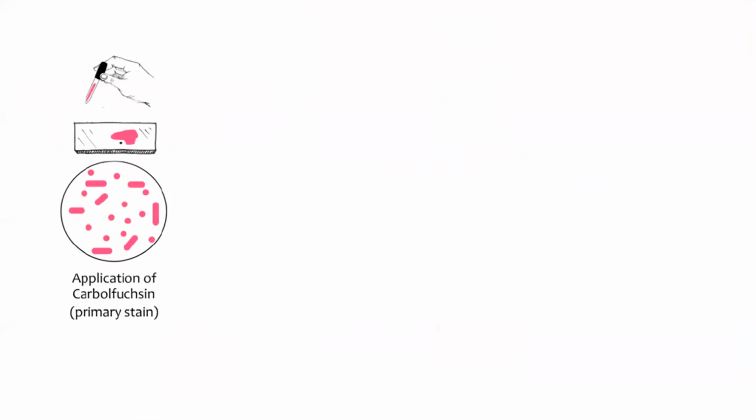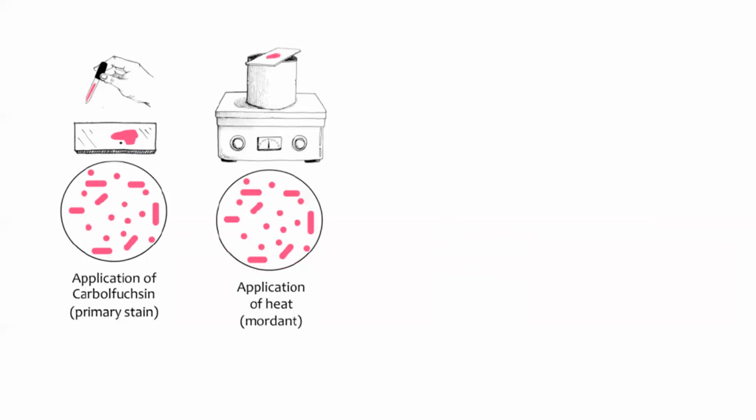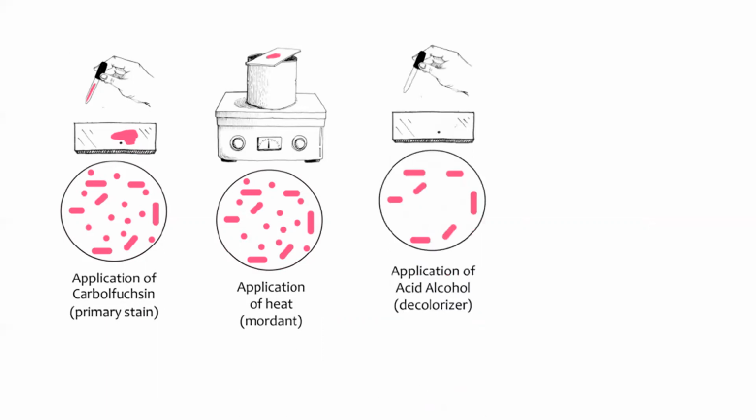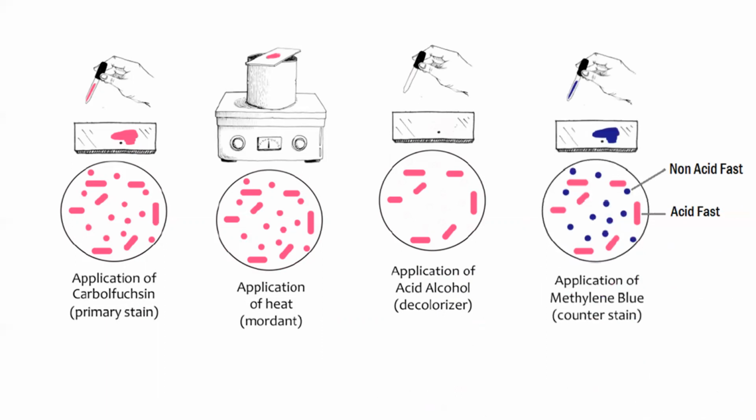First of all, the application of carbol-fuchsin, that is a primary stain, on the bacterial smear present on the glass slide. Here also, the application of heat, where steam is used as a mordant. Then application of acid alcohol, which is acting as a decolorizer. And finally, the application of methylene blue, which is acting as a counter stain.